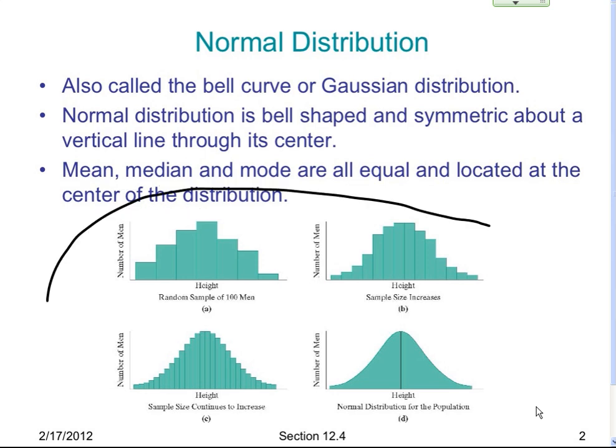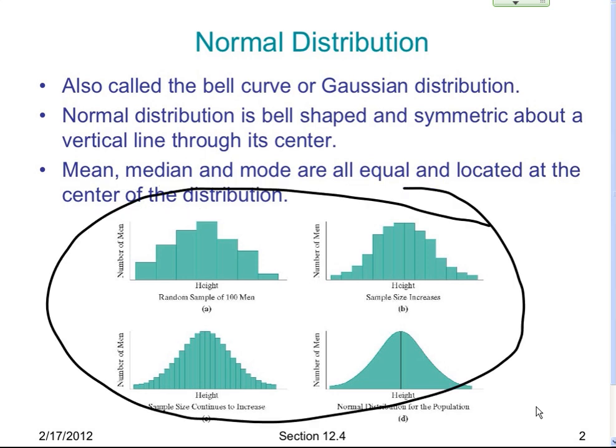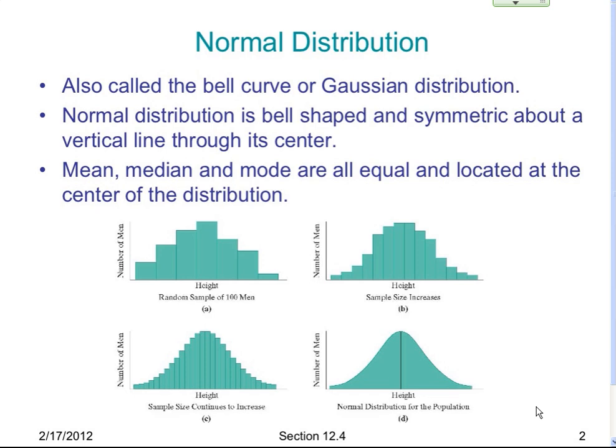So these are all examples of normal distributions. Notice how the left side looks like the right side, and it's highest in the middle. And this middle would be the mean, it would also be the median, and the mode.